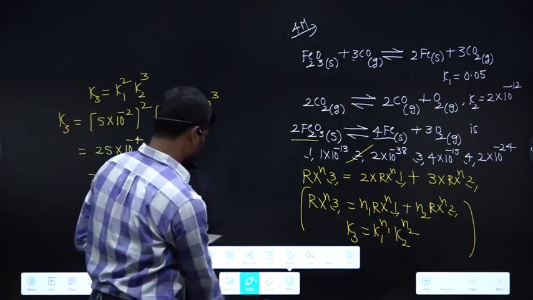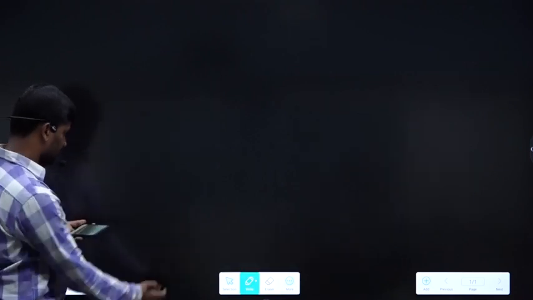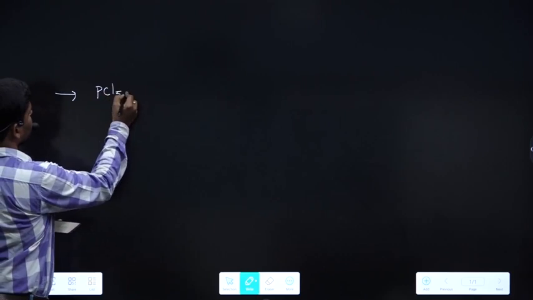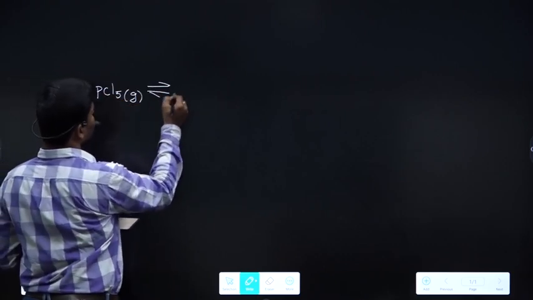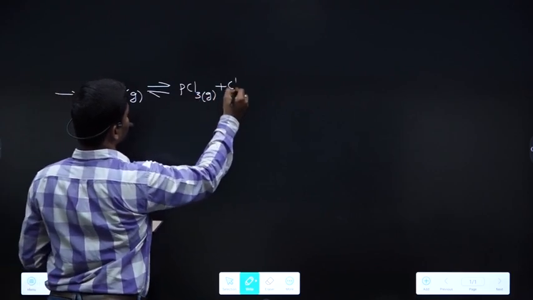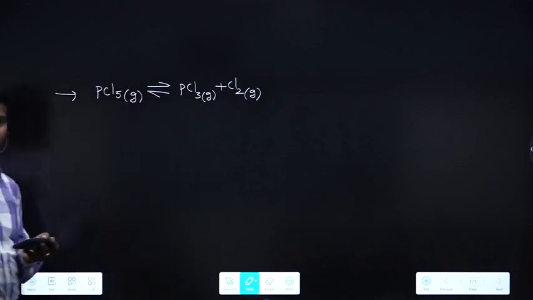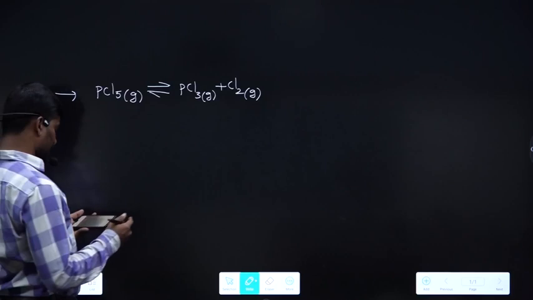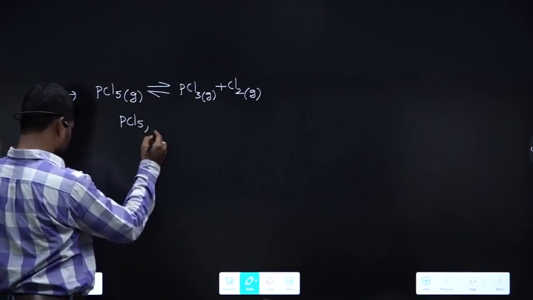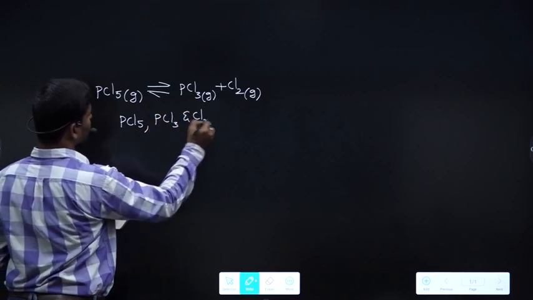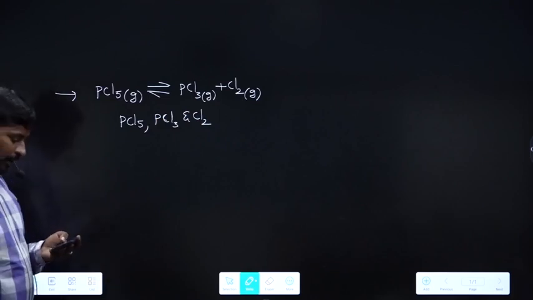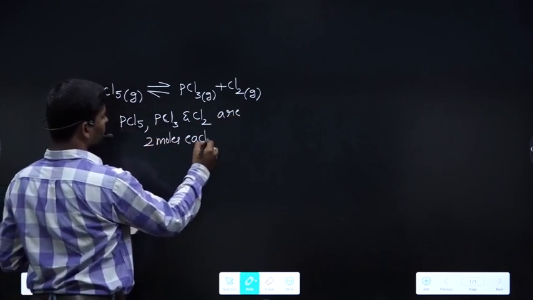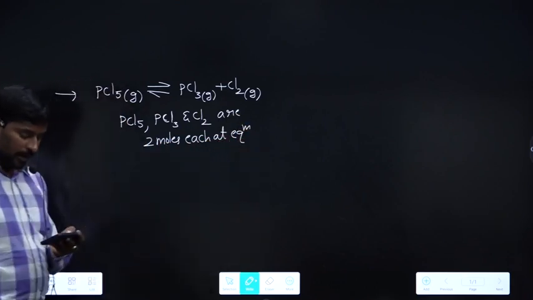Okay, next one. In the reaction PCl5 gas is in equilibrium with PCl3 gas plus Cl2 gas, the amounts of PCl5, PCl3 and Cl2 are 2 moles each at equilibrium.